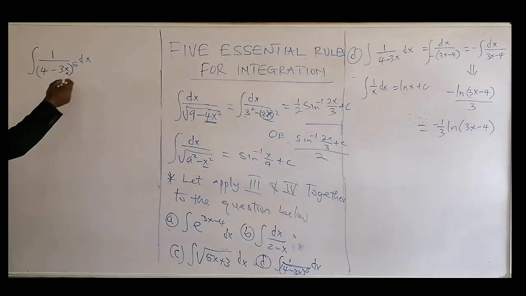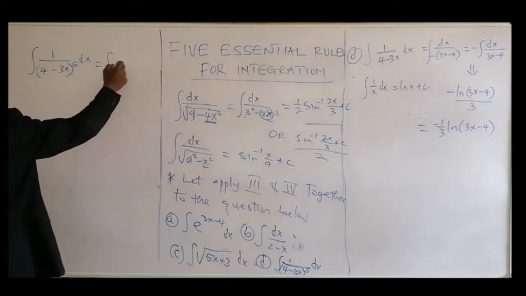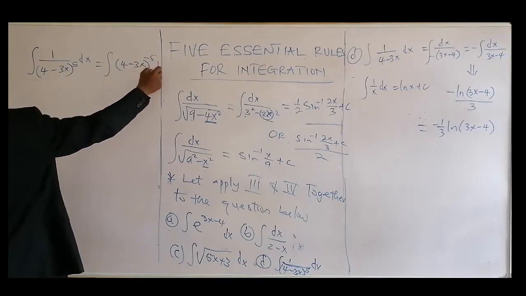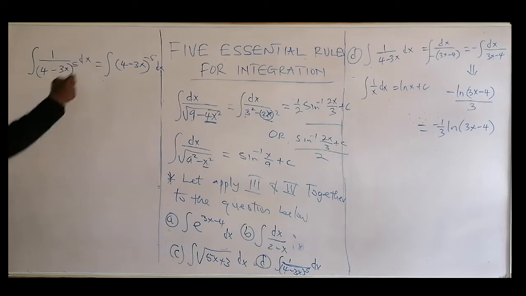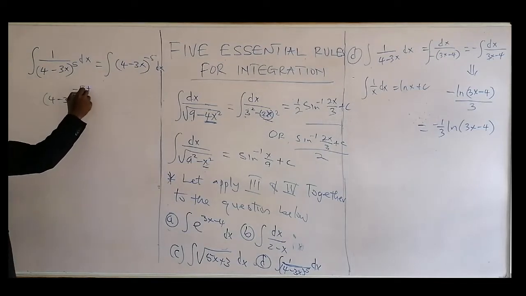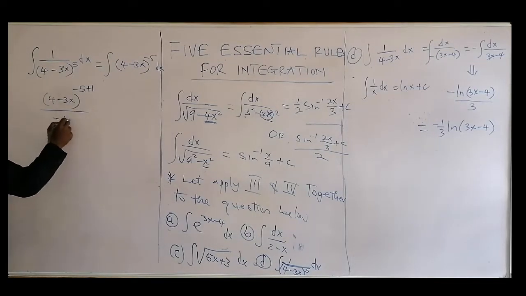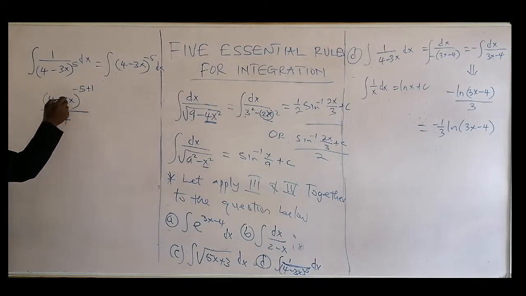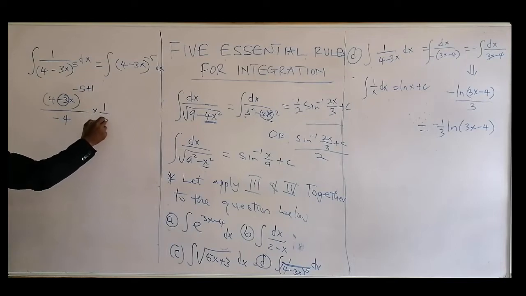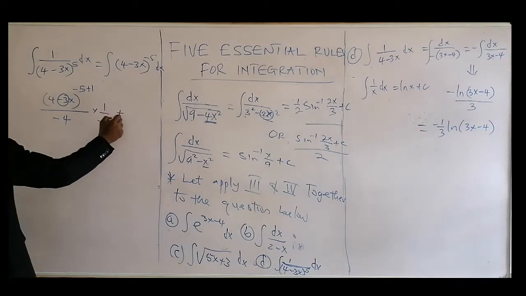So here, this will be equal to the integral of (4 minus 3x) to the power minus 5 dx. Remove this 1 over, that's minus 5. And this will be equal to (4 minus 3x) to the power minus 5 plus 1, which will be minus 4, then you divide by the derivative of the inner function, which will be times 1 over minus 3, then plus c.